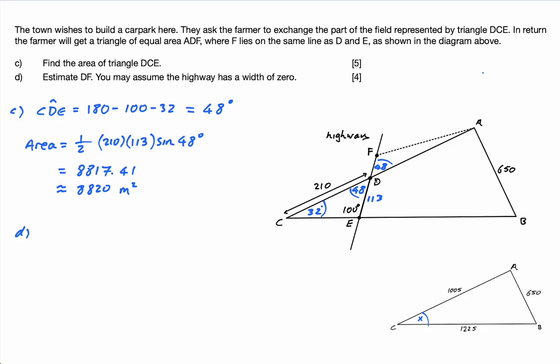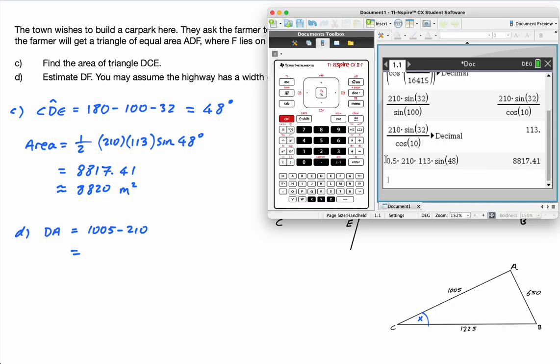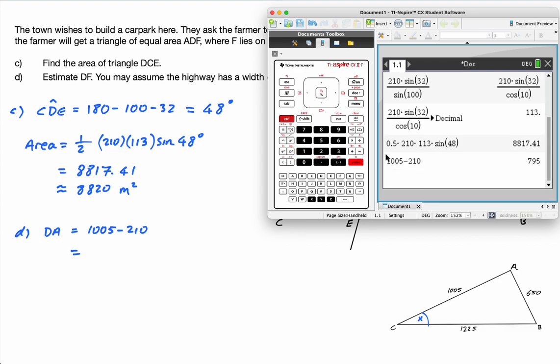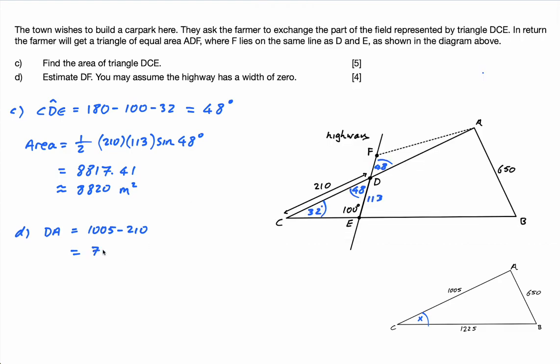DA, this length, I've brought in, guys, the original triangle. This whole thing is 1,005 from here, 1,005 meters. This is 210. So DA has to be 1,005 minus 210, which is, you think I could do that in my head, but I'm not going to even bother. 795. 795 meters. Let's put that in here.